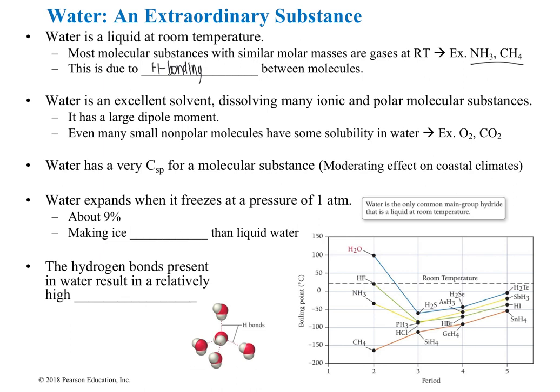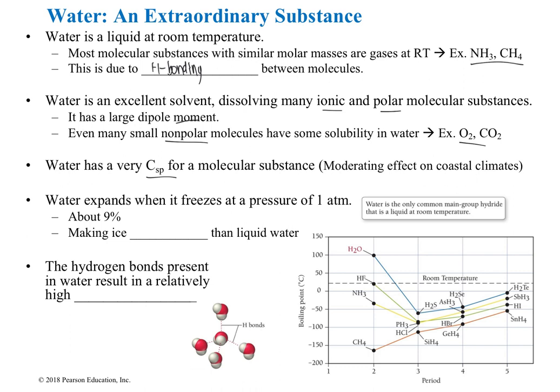It's a great solvent because it's polar, so it dissolves ionic and polar molecules such as salt and sugar. It has a really large dipole moment, so it's able to pull apart strong ionic bonds. And even though it can do that, it can also dissolve some nonpolar molecules such as oxygen and CO2 in water, which is really great for fish, ocean animals, and plants.